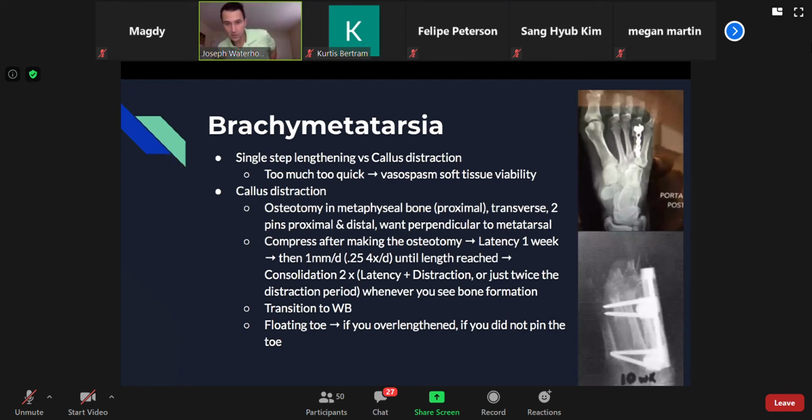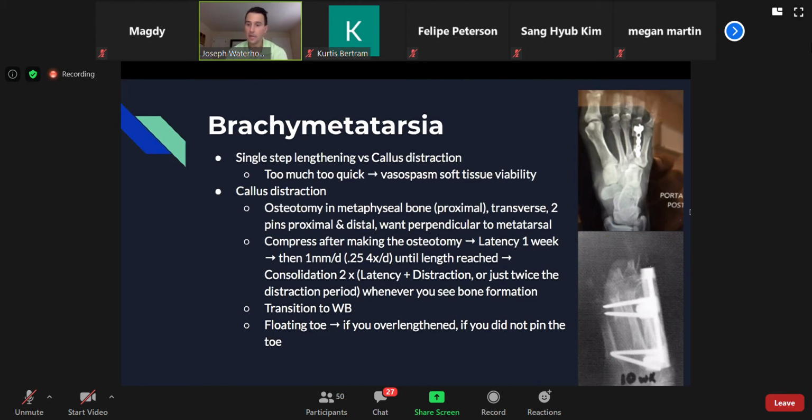I'm sure everyone's either seen or discussed at length brachymet. You're considering whether you're doing a single step lengthening versus a callus distraction. If you do too much too quick, it can lead to soft tissue viability issues, meaning the toe can die, right? If you tack on 2 centimeters of bone, one, you're probably not going to be able to physically because the tissue has to stretch surrounding it. But the second issue is obviously you're stressing all the neurovascular surrounding structures, and then the toe will die, probably.